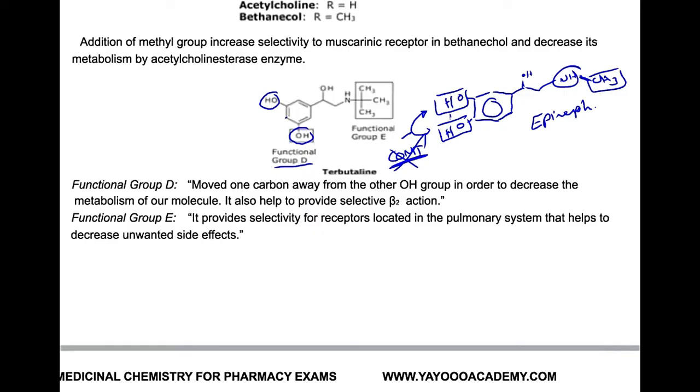Number two is the selectivity for beta-2 action, because the hydroxyl is far from the other hydroxyl of the catechol. In group E, the presence of the tertiary butyl group in terbutaline provides more selectivity for the receptor of the pulmonary system, acting on the beta-2 receptor more than on beta-1 or alpha. So there is more selectivity for the receptor present in the pulmonary system, which is beta-2. So it decreases the unwanted side effects.